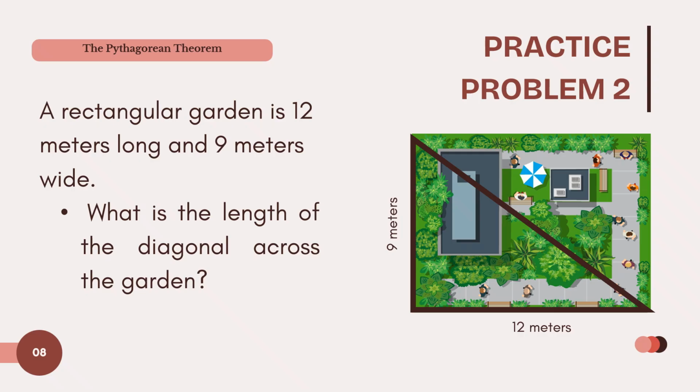Pay attention to identifying the legs and the hypotenuse. And remember that A and B, the legs, can be interchanged. Let's solve it together and strengthen your skills.